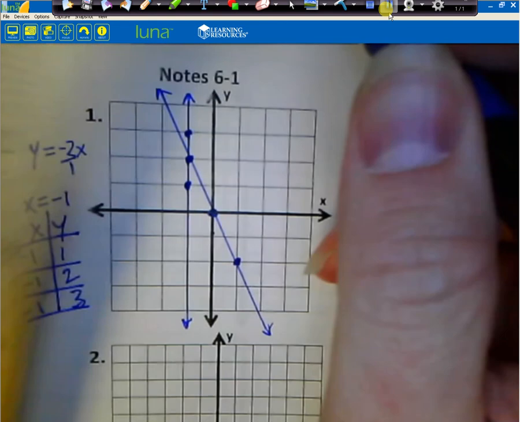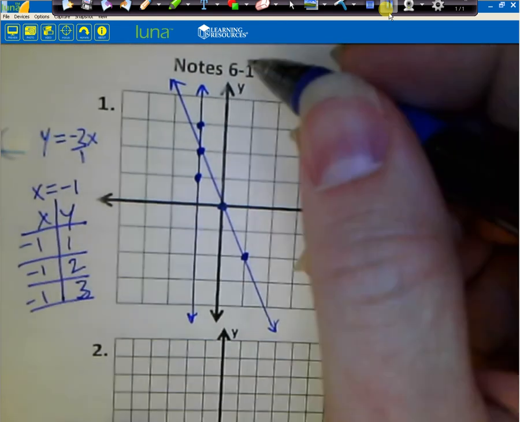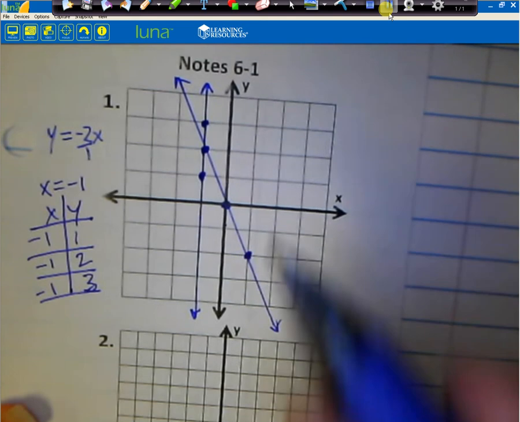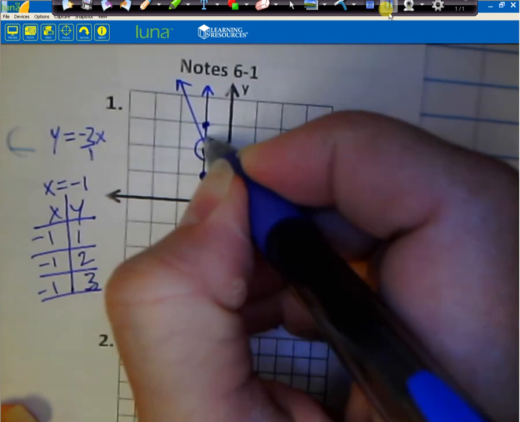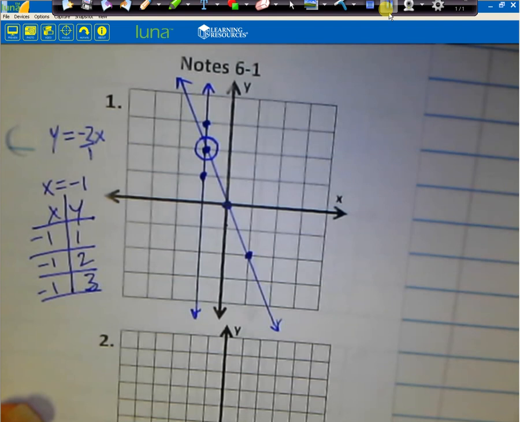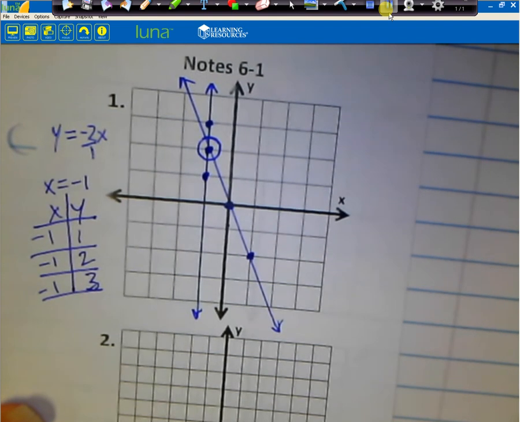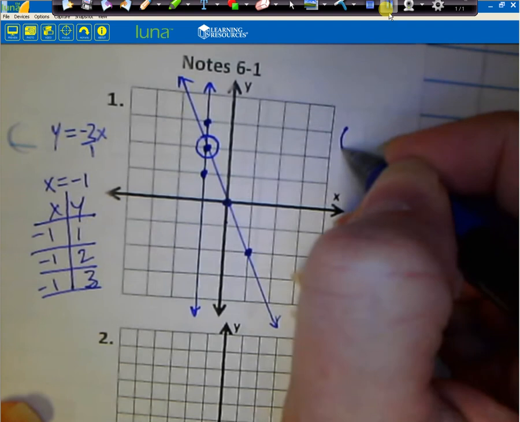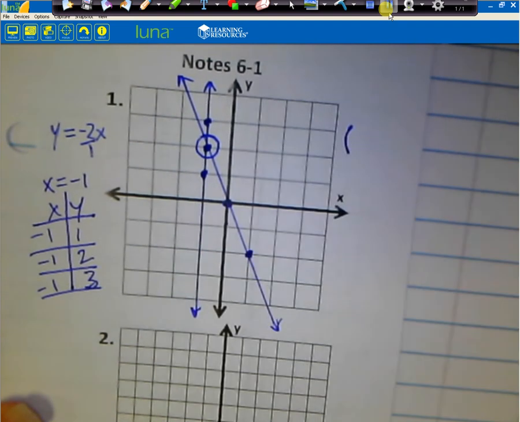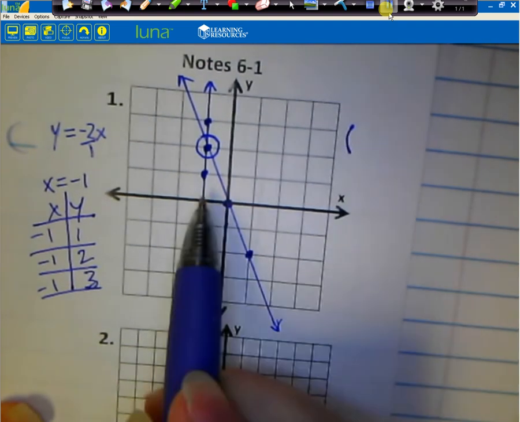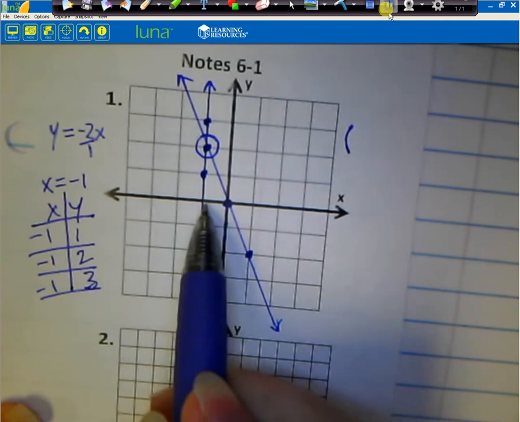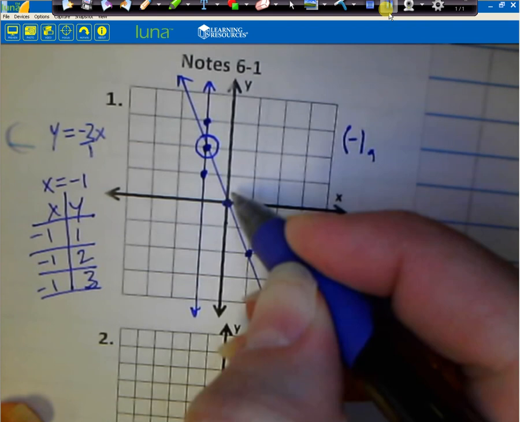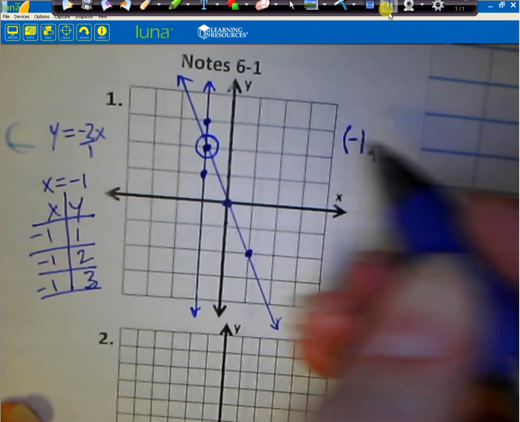Alright, now that I've graphed both the lines, I can tell what the solution is to this system of equations. This point right here, where the two lines intersect, is going to be my answer. So, I have to write that as an ordered pair. And again, the graph is not my answer, the lines are not my answer. It has to be this point where the two lines intersect. So, that is negative 1 for the x, and the y is 2.